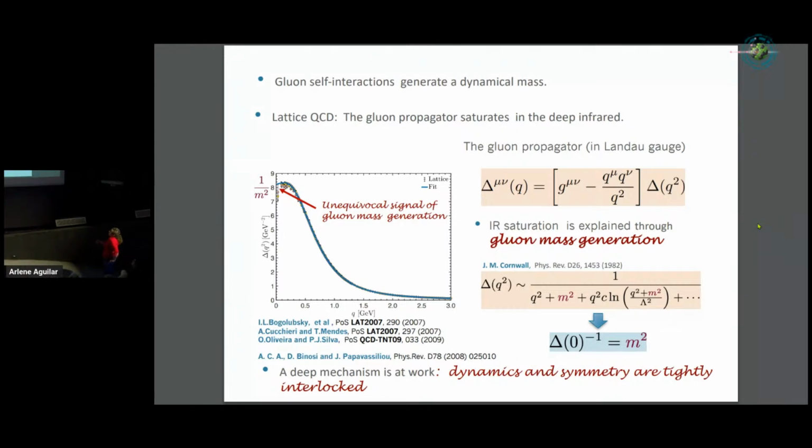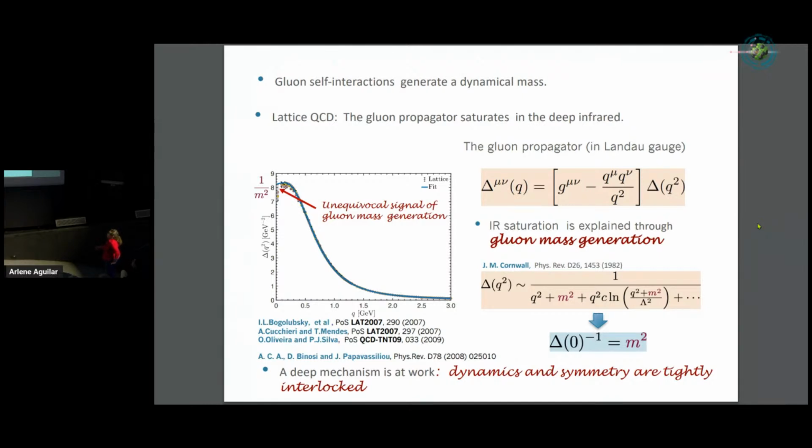So why does this saturation imply a gluon mass? Here you have the gluon propagator. Most of these simulations are performed in the Landau gauge. So if I write the tensorial structure of the gluon propagator in the Landau gauge, it's like that. And here you have the scalar part. So you can write the scalar part in such a way. In the limit of q going to 0, this goes to 1 over m squared. Okay, so this saturation is a sign that you have a mass.